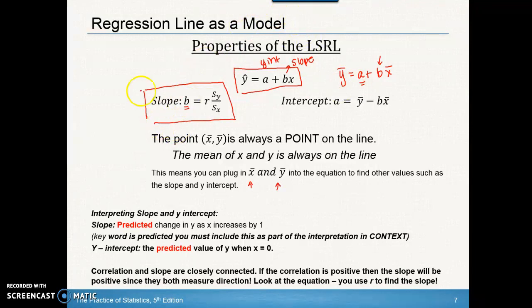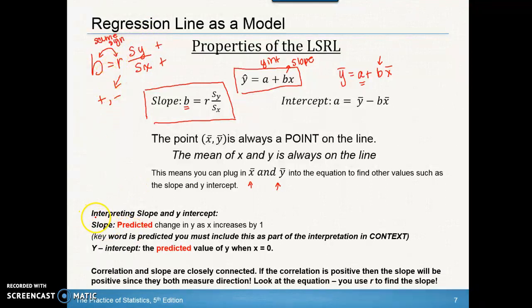The other thing I want you to notice here is that b is equal to your correlation coefficient times the standard deviation of y over the standard deviation of x. Notice here that r, remember, measures our direction and our strength, so r is either going to be positive or negative, but standard deviations are always positive answers. So that means that your slope and r are going to have the same sign. If you have a negative slope, that means r is negative. If you have a positive r value, that means b is also positive, because your standard deviations are always positive and they're not going to influence the sign of the final answer.